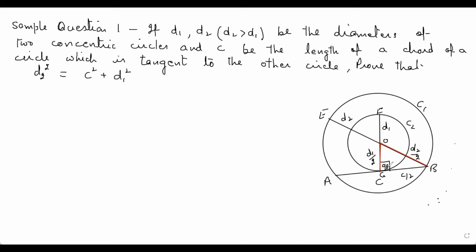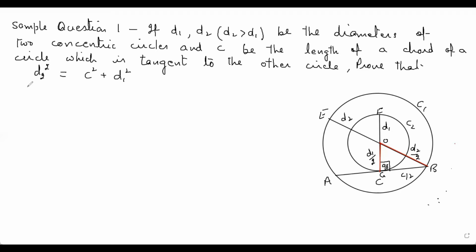Now, OG is the radius and AB is tangent to the smaller circle. Radius is perpendicular to the tangent at the point of contact. So this angle OGB is 90 degrees. Now perpendicular from the center to the chord bisects the chord. We know OG is perpendicular to AB and AB is a chord of the bigger circle. So perpendicular from the center to the chord bisects the chord. If length of AB is C, then the length of GB is C by 2. So I'm going to write here.